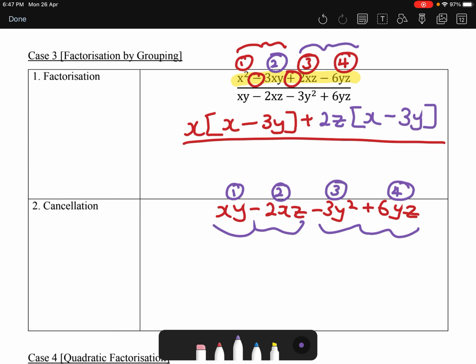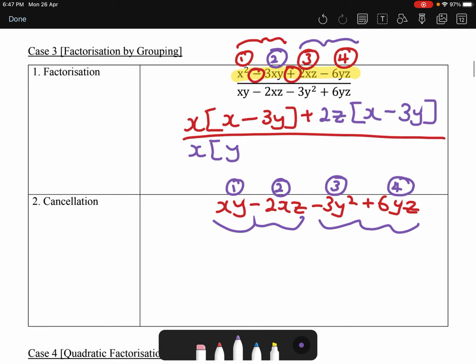Okay, so for the first and second term, what is common between them? It's just x, right? So I take out x and I put a bracket. For the first term xy, I take out x. What is left is only y. For the second term, I take out x. What is left is, because the second term is minus 2xz, right? Remember, for all this algebra, the sign must be with the alphabet. I mean with the algebra, right? So for the second term, I take out x. What is left is minus 2z, bracket.